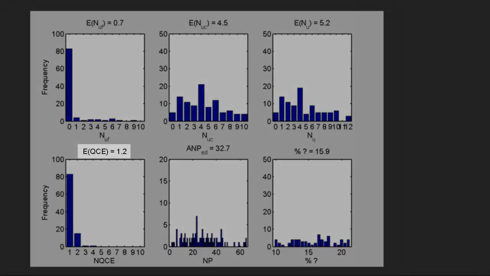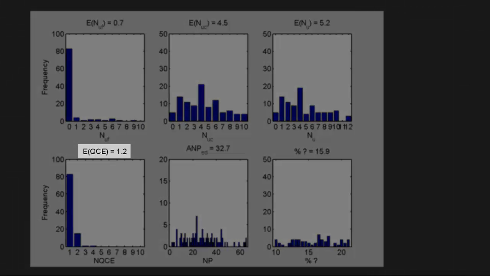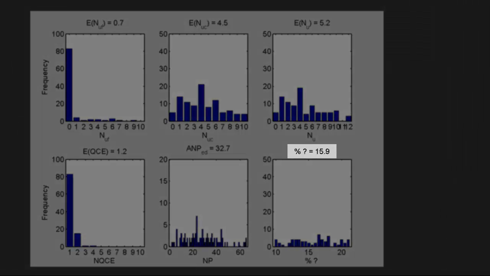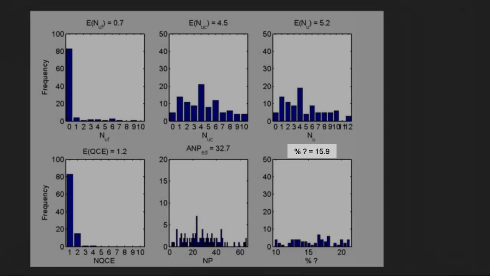The expected number of QC events to detect this out-of-control condition is only 1.2, so most of the time it would be detected on the first try. However, the percent of results that are incorrect when this out-of-control condition occurred is close to 16%.